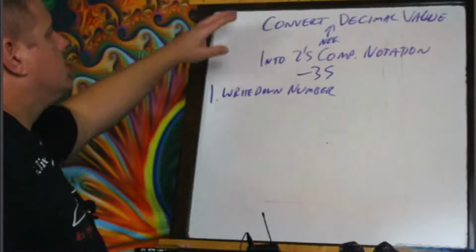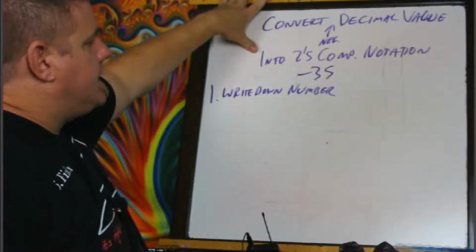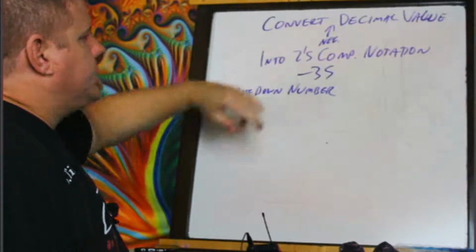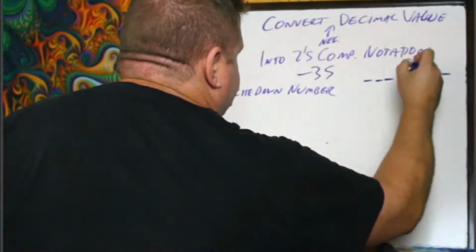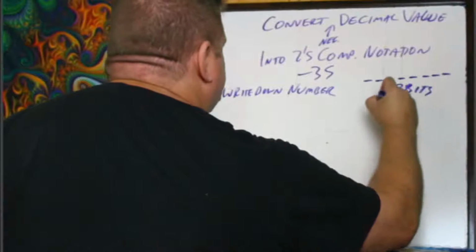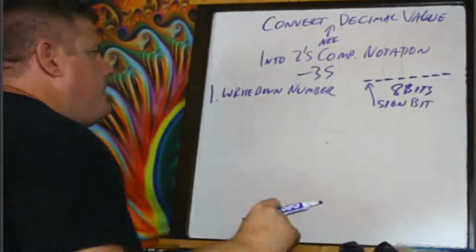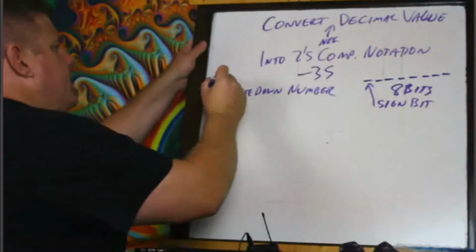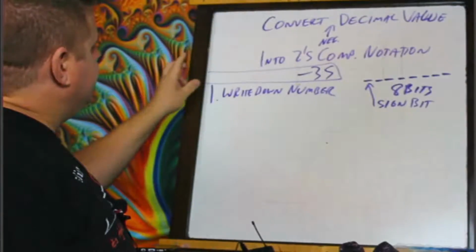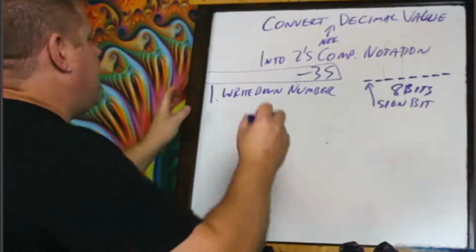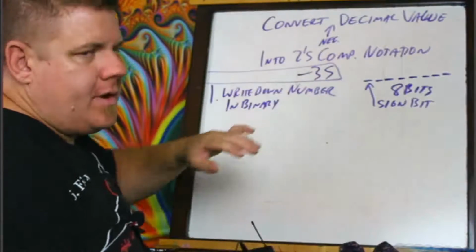So, we're going to convert a negative decimal value into 2's complement notation. And again, 2's complement notation is always 8 bits, and this leftmost bit is always the sign bit. So the number that we're going to convert is -35. The first goal is to write down the number in binary, so we're going to convert 35 into binary.